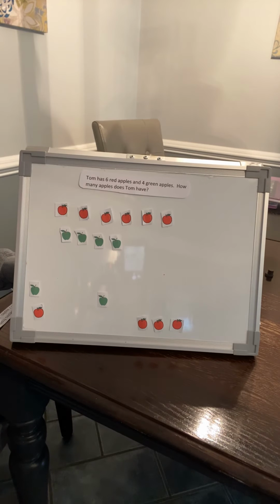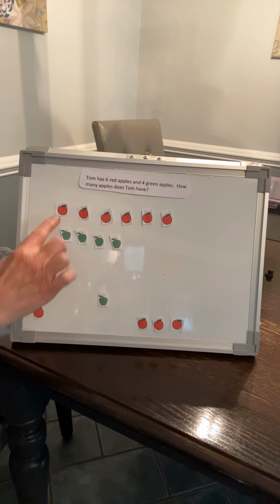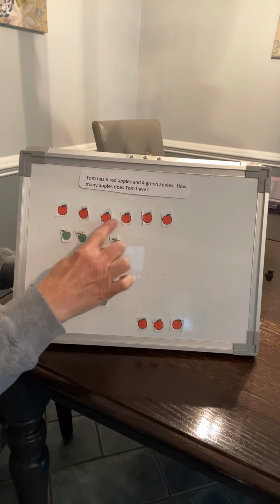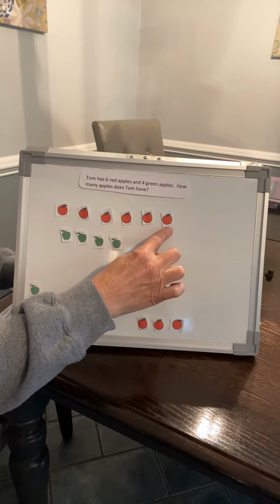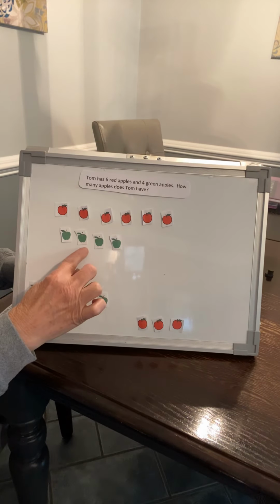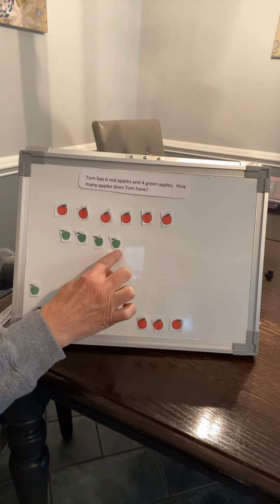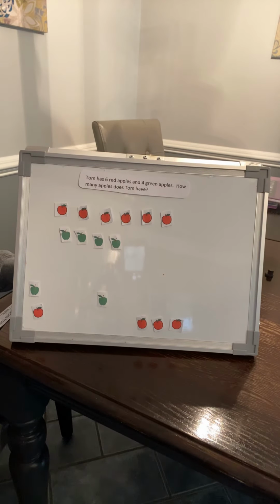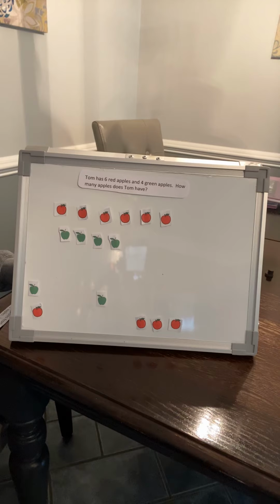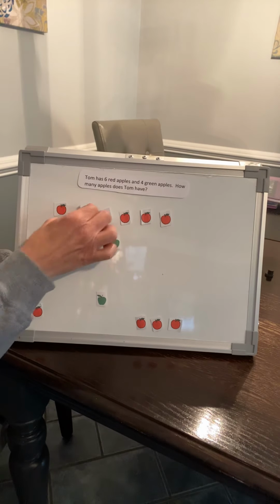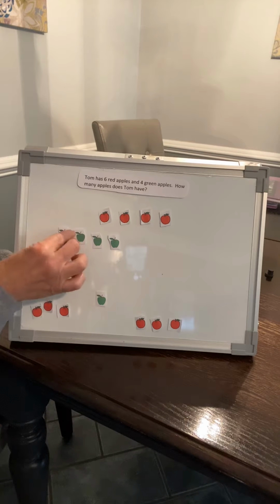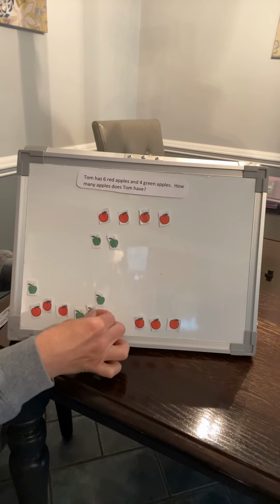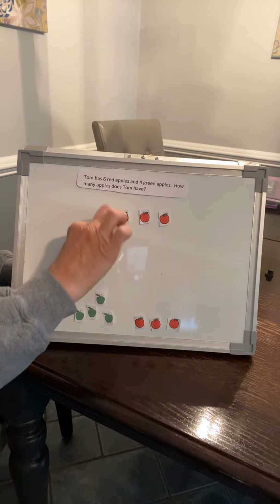So let's count all of our apples together. Ready? 1, 2, 3, 4, 5, 6, 7, 8, 9, 10. Tom has 10 apples. 6 red apples and 4 green apples make 10 apples in all. Good job, boys and girls. So let's take our apples, put them back down at the bottom so we can get ready for another story problem about apples.